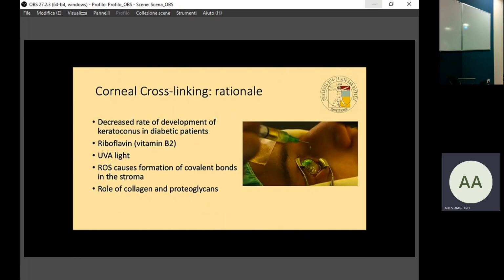So the main idea, the rationale, is that if you provide vitamin B2, which is riboflavin, coupled with UVA light, we are able to block the progression of disease. This is happening because once UVA light is pointed towards a patient that has riboflavin on the anterior segment of the eye, we have an important process of covalent bonding at the level of the stroma. In particular, there are covalent bonds between stromal collagen fibers and between collagen and proteoglycan fibers as well. As we said before, reactive oxygen species are fundamental, because once we do this procedure, reactive oxygen species are produced and they are responsible for this cross-linking.